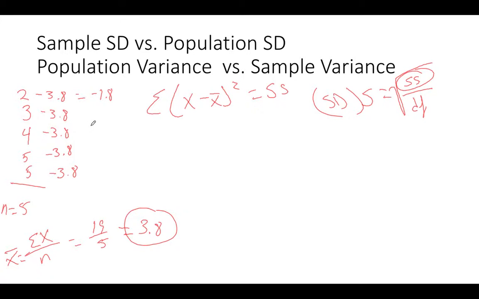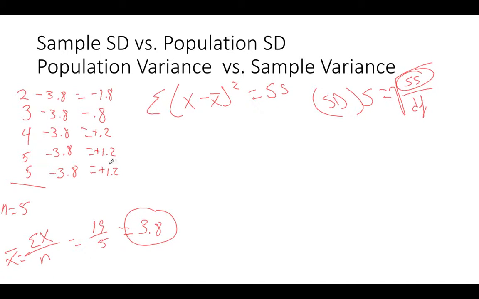3 minus 3.8, here we go, is minus 0.8. 4 minus 3.8 is a value of 0.2. 5 minus 3.8 is a value of 1.2. So remember, these are positives. We're going to get the same value here for our last one, 5 minus 3.8.